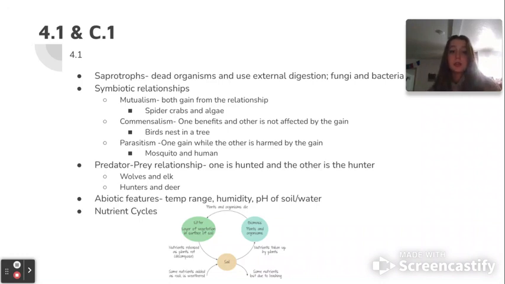Abiotic features include temperature range, humidity, and pH of the soil or water. This is an example of the nutrient cycle. Plants and animals die and it goes into the litter, which is the layer of vegetation on the surface soil. Nutrients are released as the plants rot or decompose. That goes into the soil, then it comes back up, and the nutrients are taken up by the plants into the biomass, where there are plants and organisms, and then they die and it keeps going.